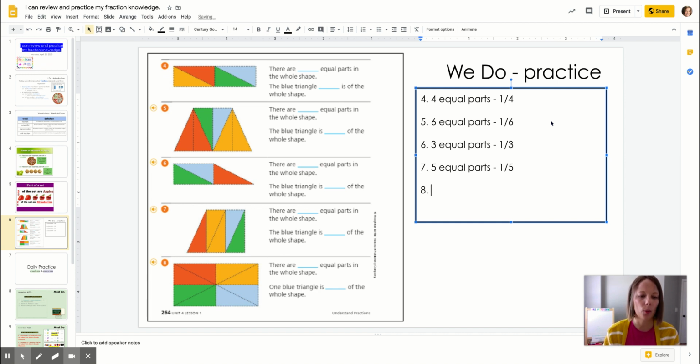For our last one, number 8, there are 2 red triangles, 2 yellow triangles, 2 blue triangles, and 2 green triangles. So in this shape, we have 8 equal parts. And if I'm looking at just blue, I see there are 2 blue triangles. However, it's asking me for only 1 blue triangle. One of the blue triangles would be 1/8 of the whole shape.